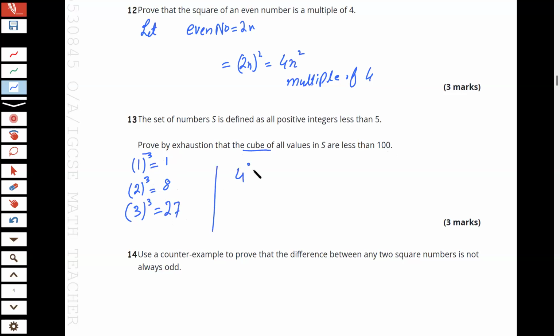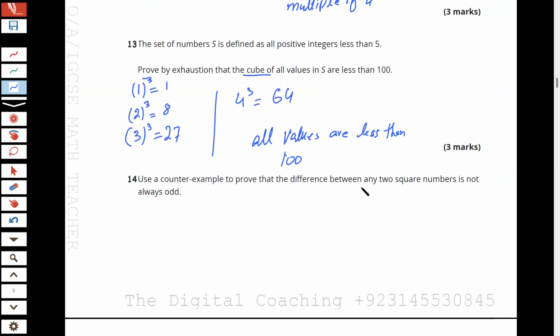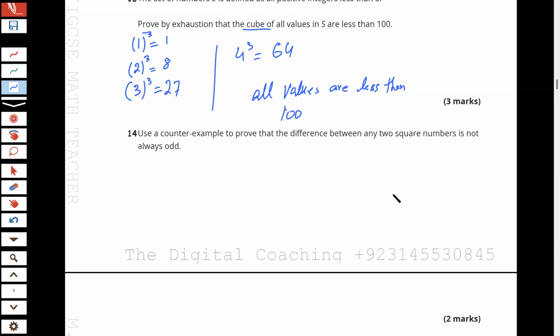And if we take 4 cubed, 4 cubed will be equal to 64. So look at here. All values are less than 100.